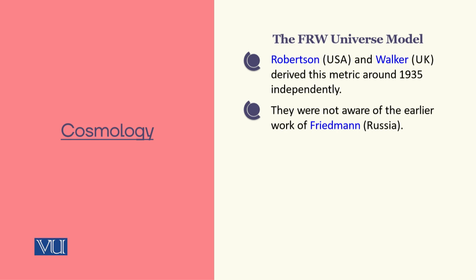Now we start the very well-known universe model, and the mostly accepted model of the universe is the Friedman-Robertson-Walker universe model. Robertson, in fact, belongs to USA, Walker belongs to United Kingdom. This metric was found in 1935. They found it independently, in fact. They were not aware of the earlier work of Friedman, who is the Russian scientist, and by combining these names, this is called the Friedman-Robertson-Walker universe model.